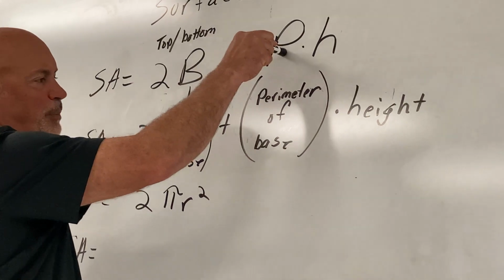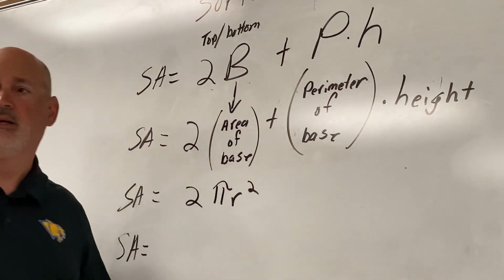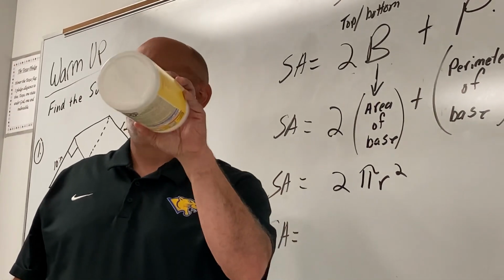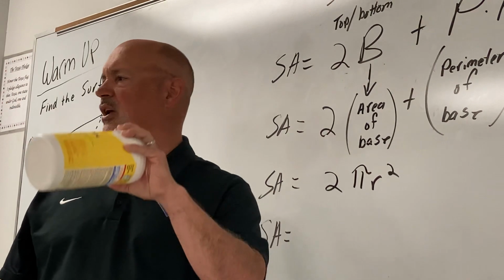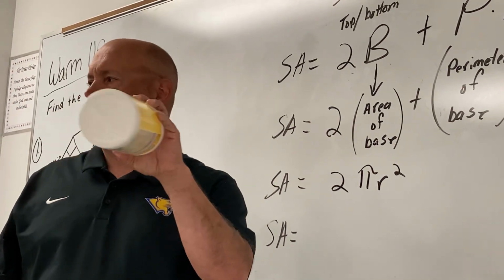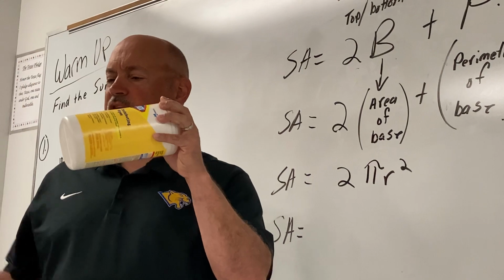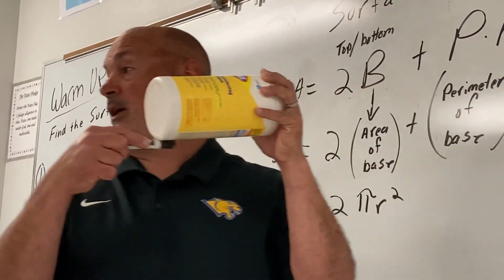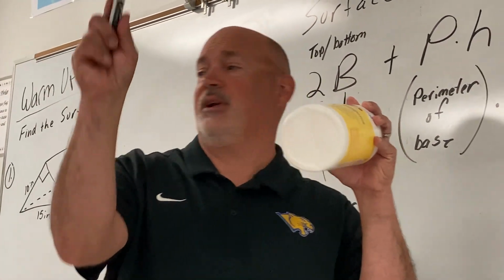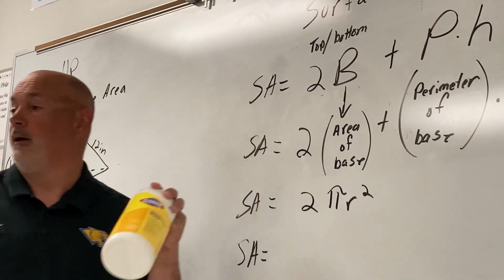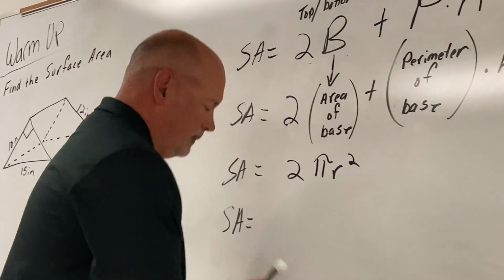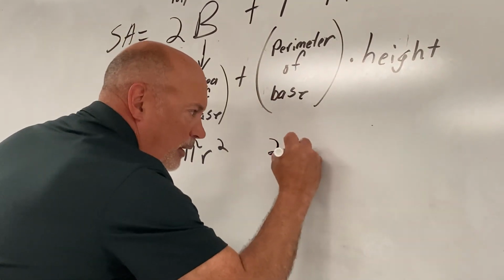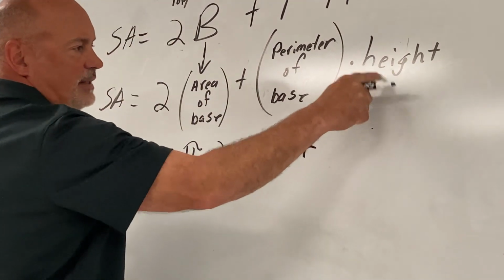We still got to find big P, which is the perimeter of the base. What shape is the base? A circle. How do we find the perimeter of a circle? Lizzie? You find the circumference. The circumference is the fancy name for the perimeter of a circle. Are you with me? Well, the circumference formula is right up there. What is it? Who knows it? Layla? 2 pi r. 2 pi r is the perimeter. And then we got to multiply that times height.